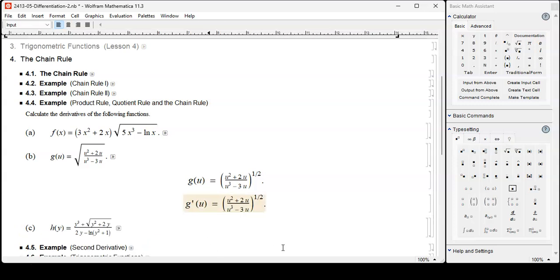How does that work? Well, the outer function is the 1/2 power, so multiply by the power, and then subtract 1 from the power. Inside stays the same, so no change there. And then the chain part: I have to multiply by the derivative of the inside. All good?